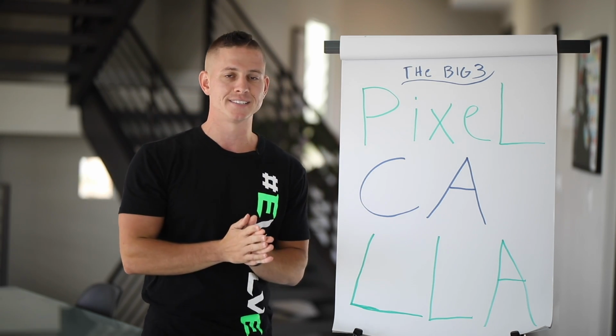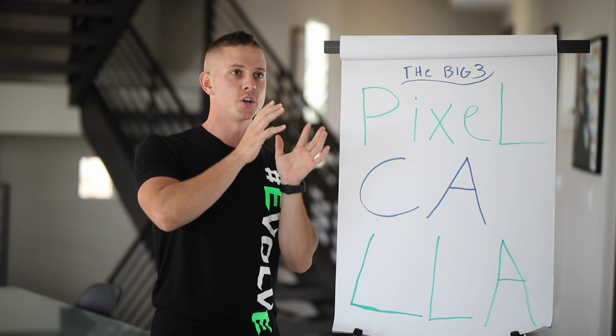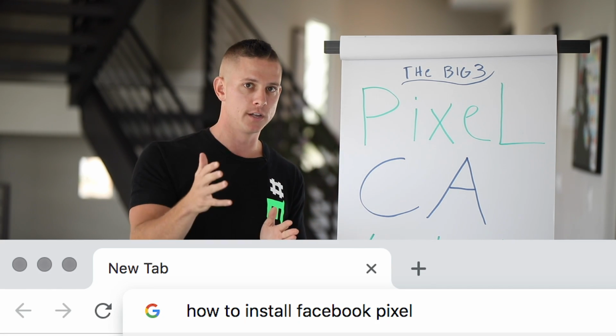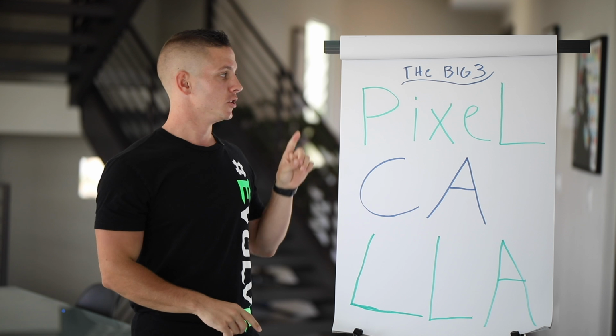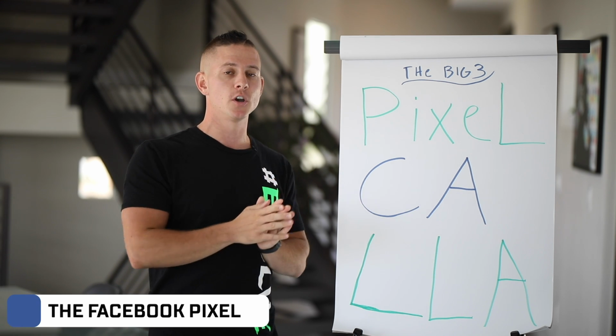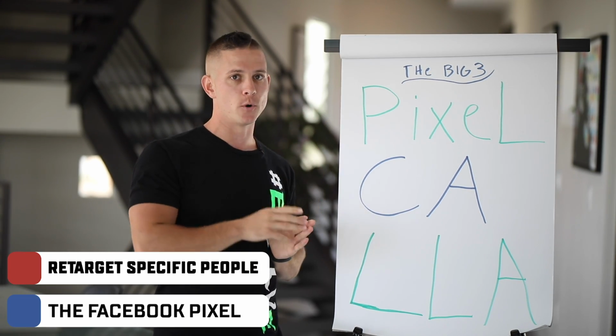There's tutorials on how to set it up no matter what you're using, right? If you're using WordPress, if you're using ClickFunnels, just Google search how to install Facebook pixel, ClickFunnels, WordPress, right? Wix. It does not matter. There is a tutorial. So what the Facebook pixel is a little piece of code that allows you to retarget exact people who come to your site.